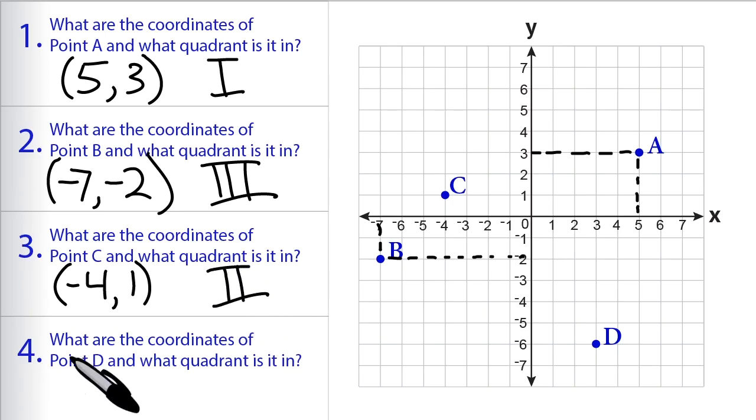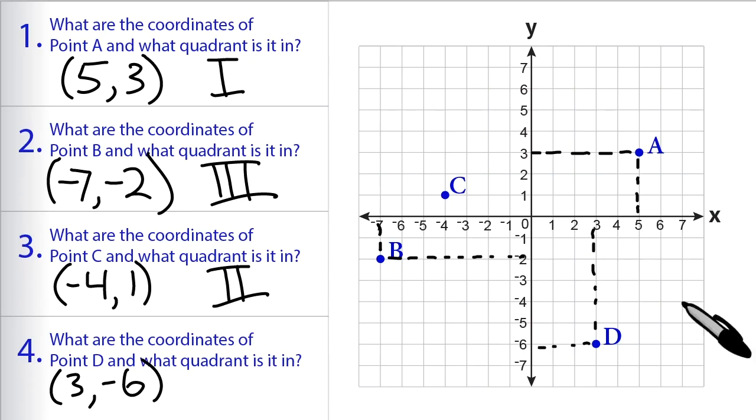For number 4, what are the coordinates of point D and what quadrant is it in? Here's point D, and the coordinates for it, let's see, we go up here, so 3 on the x-axis, and -6 on the y-axis. So 3, -6, and this is quadrant 4, and the Roman numerals for quadrant 4 is I and a V. 1 less than 5, V stands for 5. Those are all the coordinates and the quadrants of points A, B, C, and D.